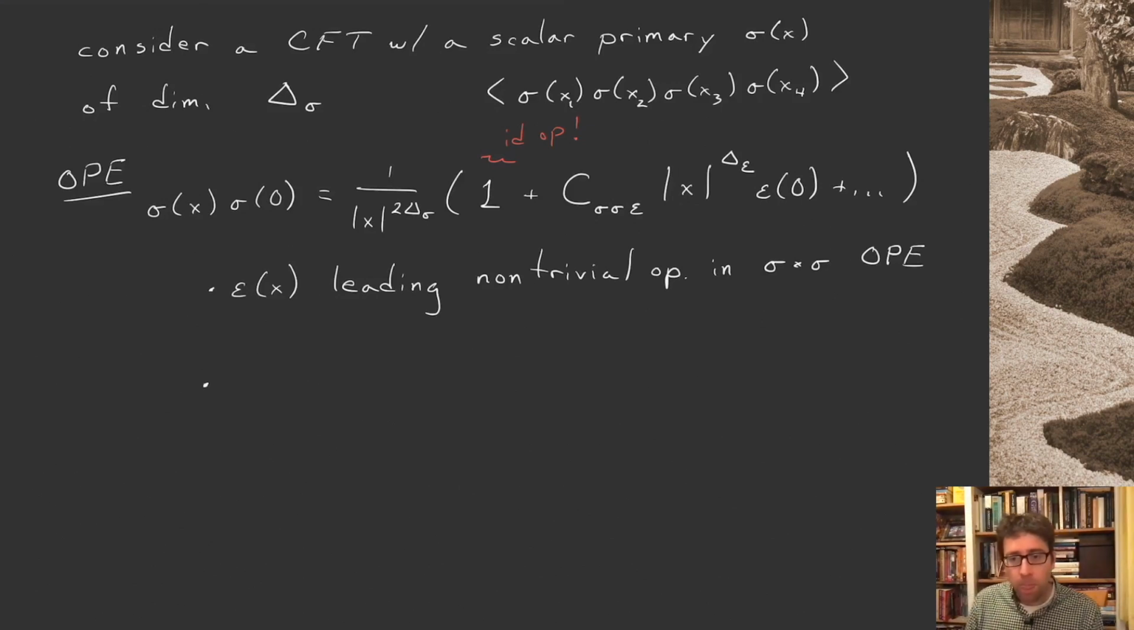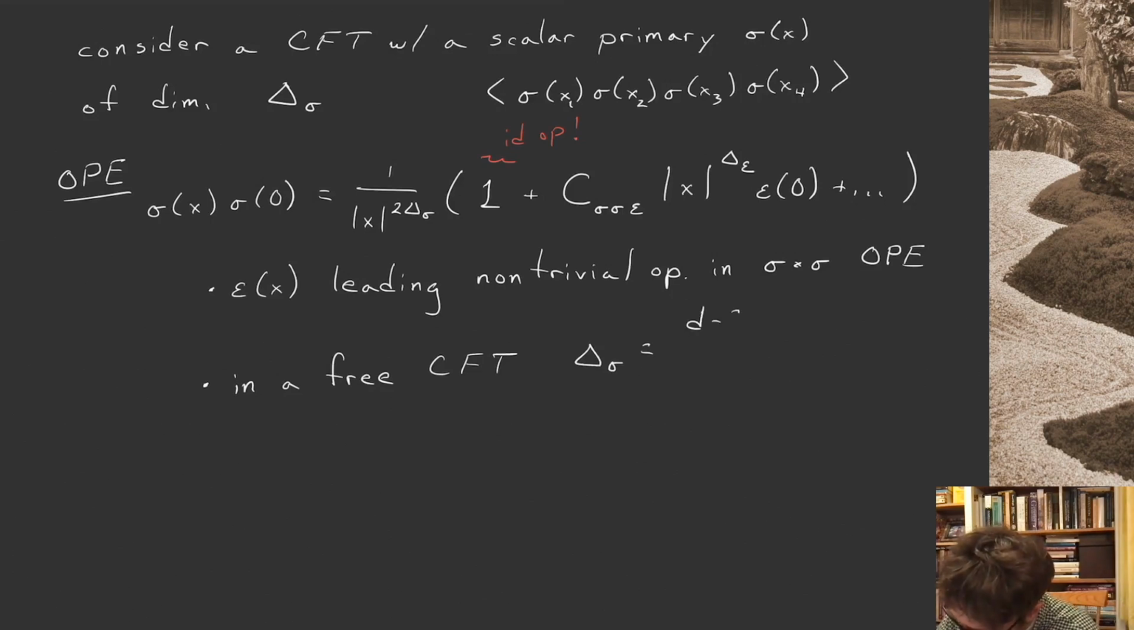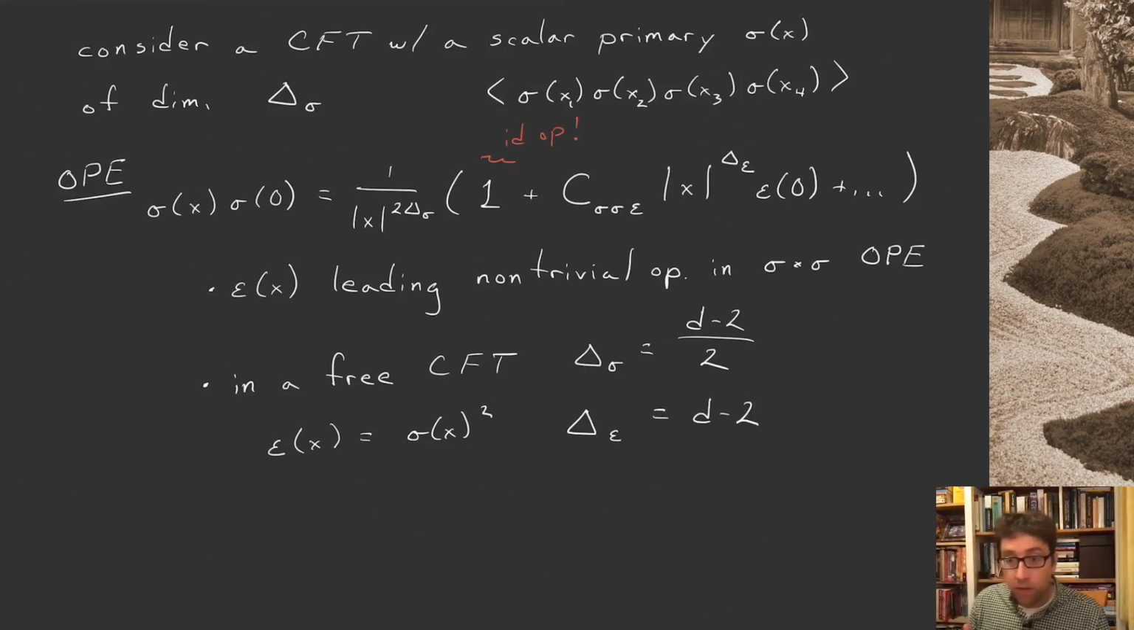Great. So what might you expect? Let's consider the simplest possible case to start out with. Say it was a free CFT. Say we just had a free scalar field. With a free conformal field theory, we saw that delta sigma should be what? It should be the space-time dimension minus 2, over 2. And then epsilon of x will just be sigma of x squared. It will just be the free operator that we used to call phi of x before. And hence we can see that the dimension of epsilon will just be d minus 2. So that will be the free case.